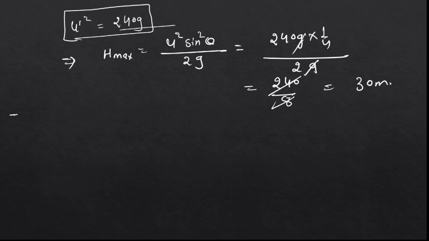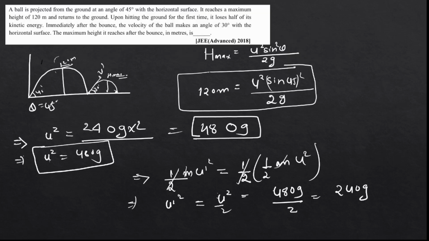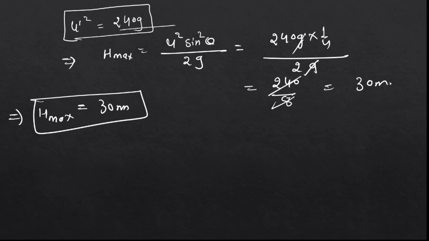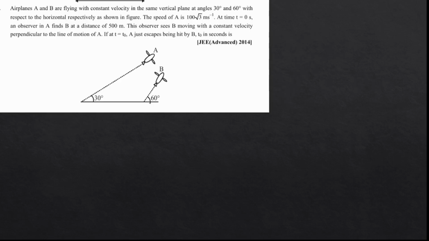So the maximum height that this second projectile would have, which is projected at an angle of 30 degrees, would be 30 meter, right? So this is how you can solve this question. You need to solve this question from your side, just because of time constraint I am giving this question to you.